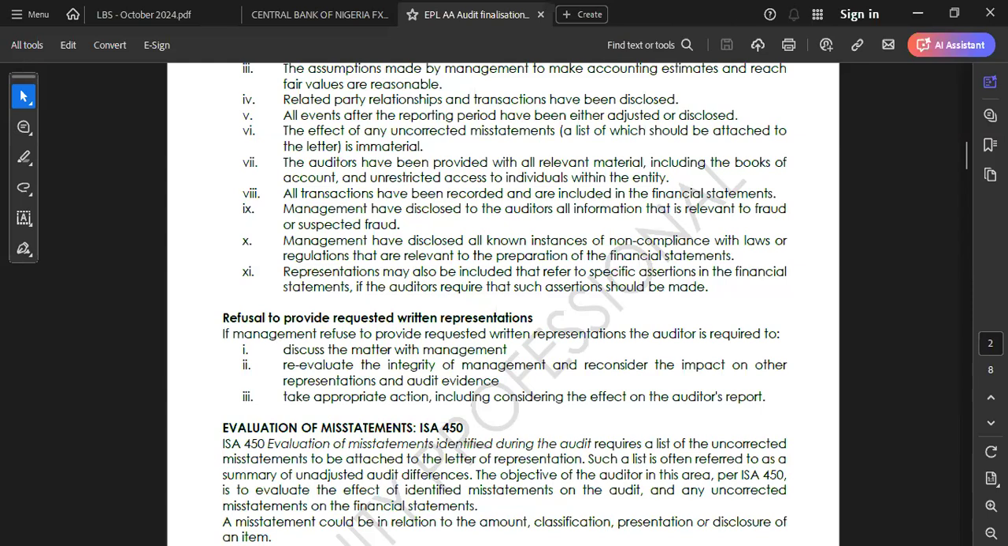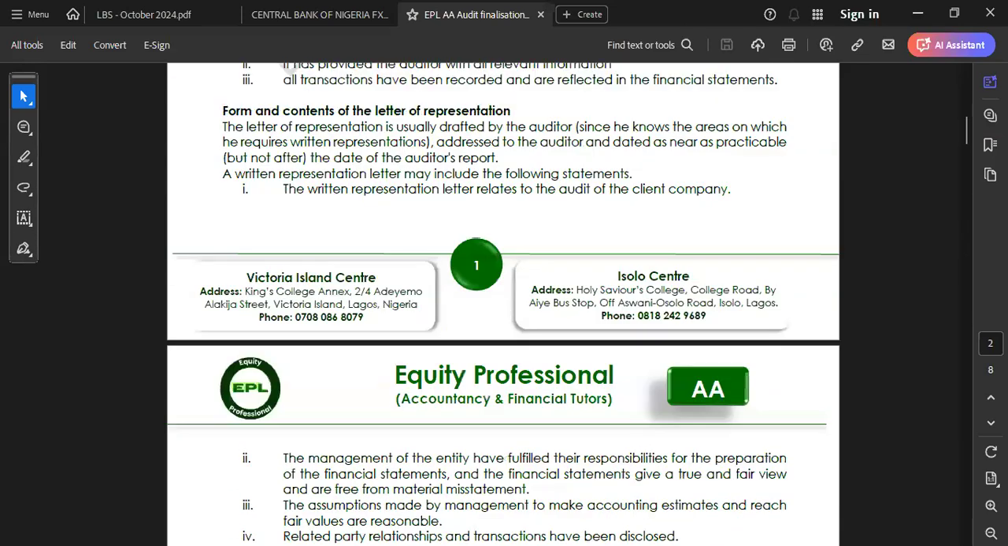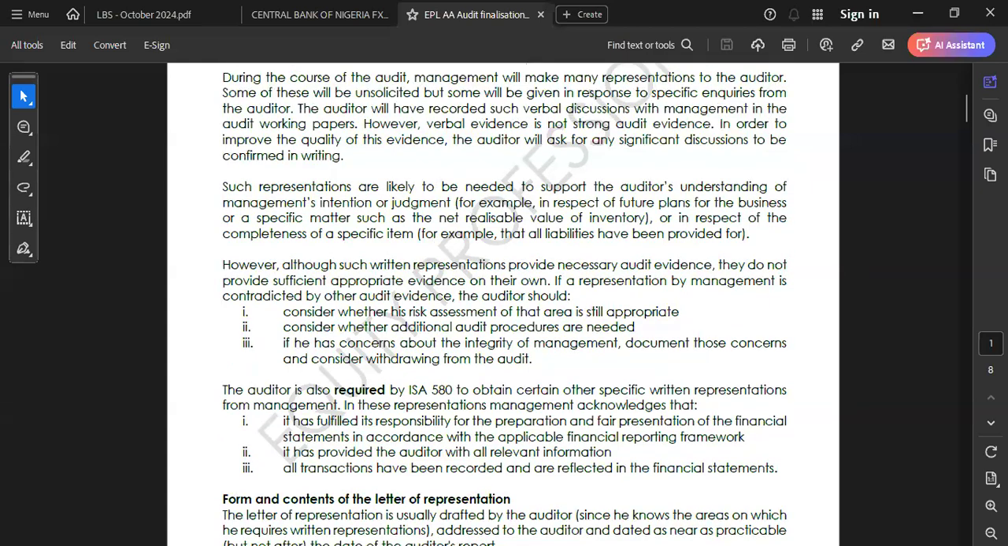Well, we have some past questions that you can go over. If we have time, we'll look at them and see the format of questions around written representation. Usually, the questions are very direct and they are most likely to be any of these points that I've given you. Situations where management refuse to provide written representation.